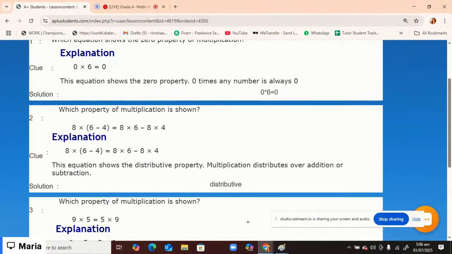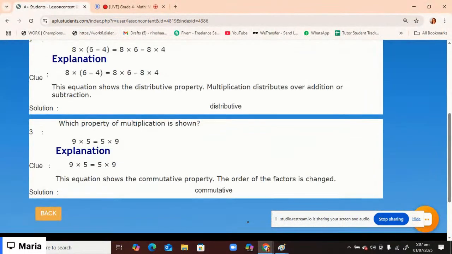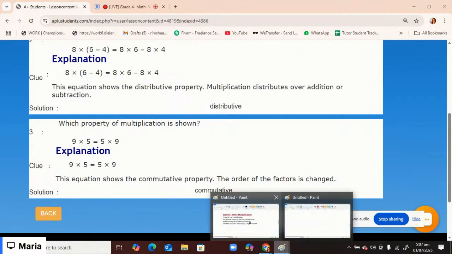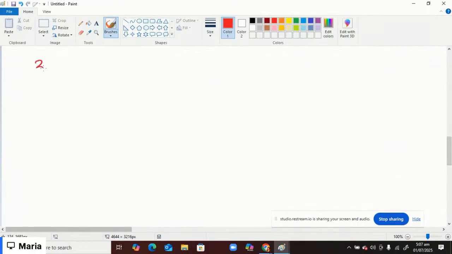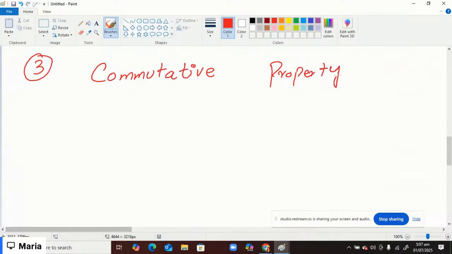Now the next we discuss is the commutative property. What is the commutative property? This commutative property is basically like this. For example, 2 times 3, then you shift the position, 3 times 2. The answer would be the same on both sides.